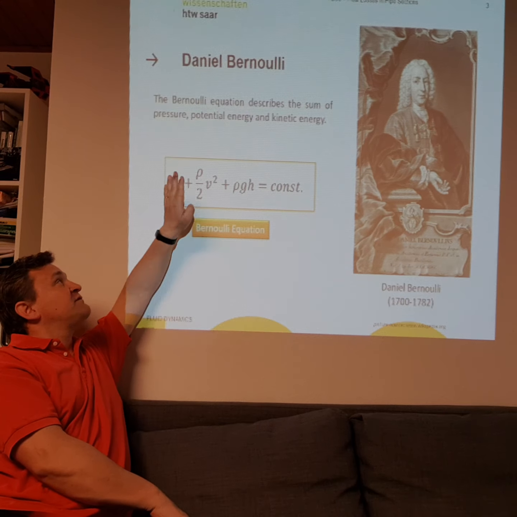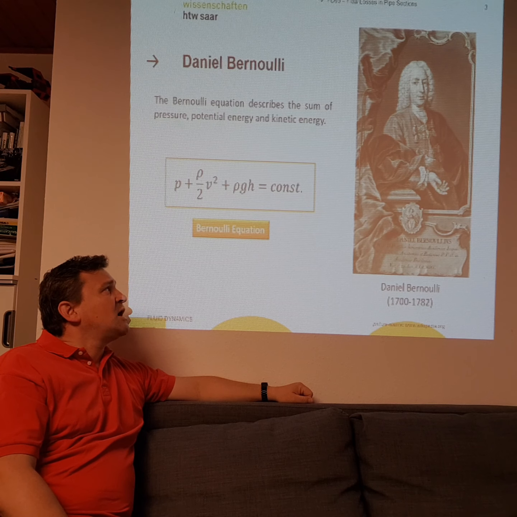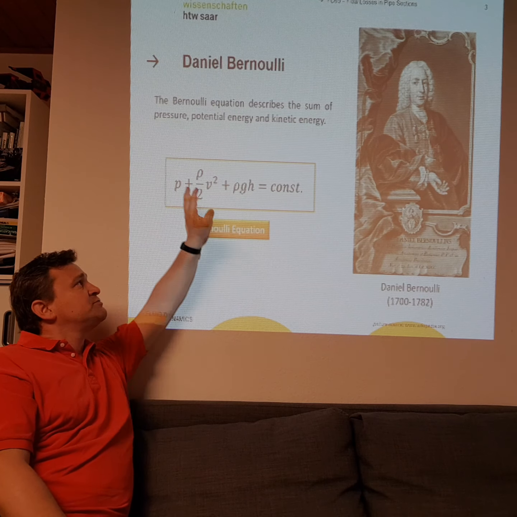We have the pressure on one side, we have the density divided by two times the square of the velocity, and we have the pressure of the height. It's rho times g, the gravity constant, times the height, and so you can calculate, and this should always be constant. It's an energy equation, and this amount of energy should be the same from the entry of a pipe up to the exit of the pipe. But that is not always really true.